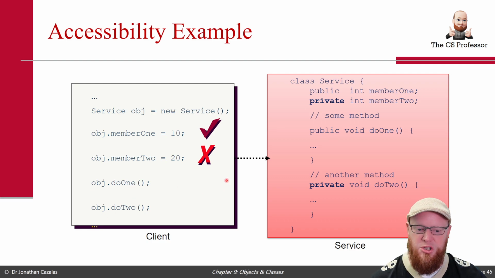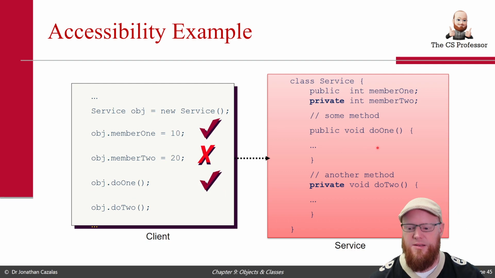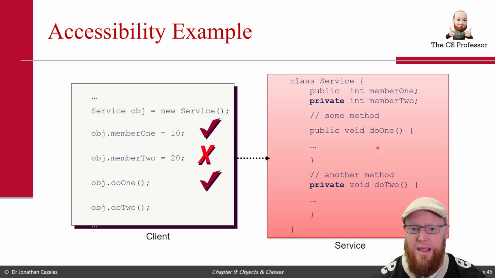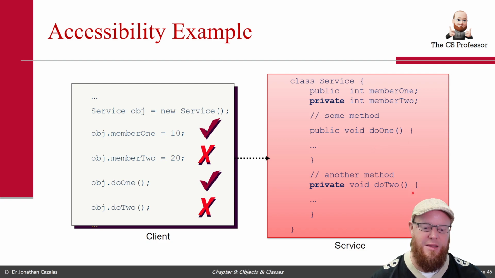What about obj.do1? That is a public method. It's available, accessible within any package, within any class. And then finally, obj.do2, not accessible to us because it is private as well.